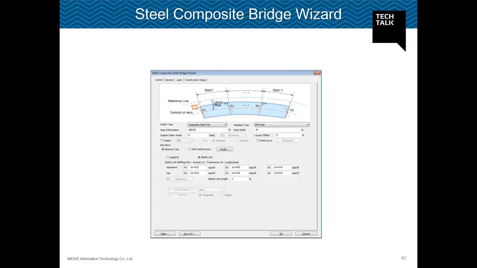There are different tabs in the steel composite bridge wizard. There is a layout tab, section, load and construction stage tab. So you finish your modeling and the loading in one go. Let us discuss each tab separately.